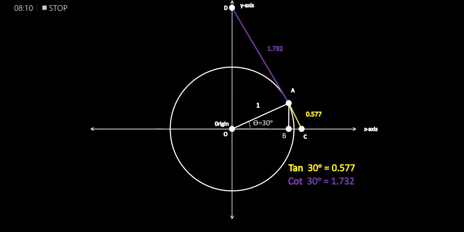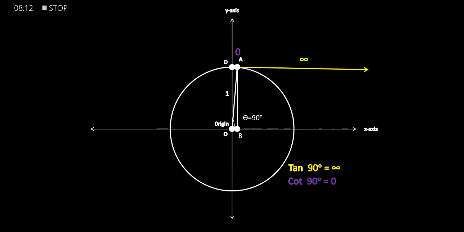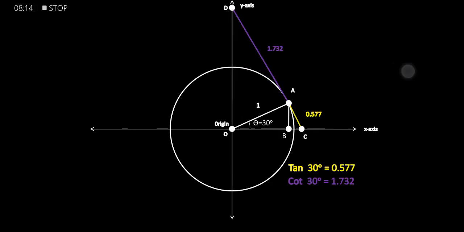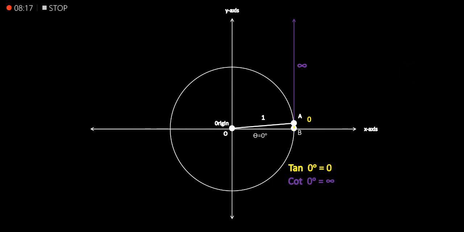Once again, observe the change. Come back and stop here. In this figure, we don't have any yellow line. The length of yellow line is 0 and yellow line is the representative line of tan of angle. Angle in this figure is equal to 0 degree. So tan of 0 degree is equal to length of yellow line, which is 0. So tan of 0 degree is 0.